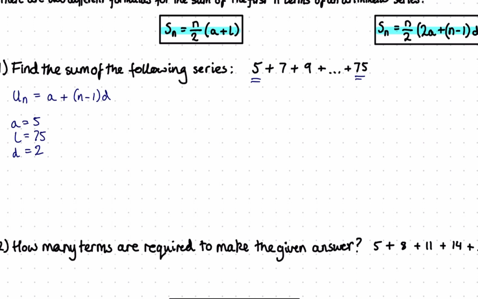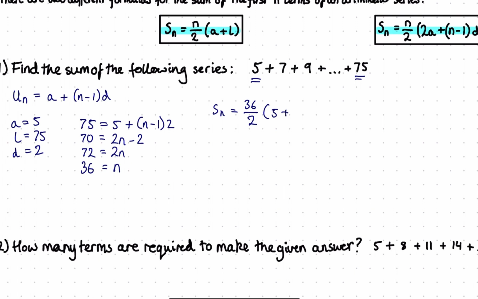and we're finding what n is when un is 75. So we put that into the equation, 75 equals 5, add n minus 1 times 2, and then we can subtract 5 from both sides, we get 70 equals 2n minus 2, 72 equals 2n, and then divide both sides by 2, and we get 36 equals n. And now we have a value for n, we can put all of that into our first formula here for the sum of all of those terms. So Sn is 36 over 2 times 5 add 75. And we can simplify that down to 18 times 80, which is 1440, and that is our final answer.